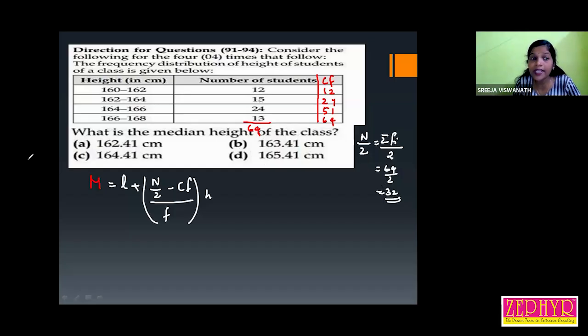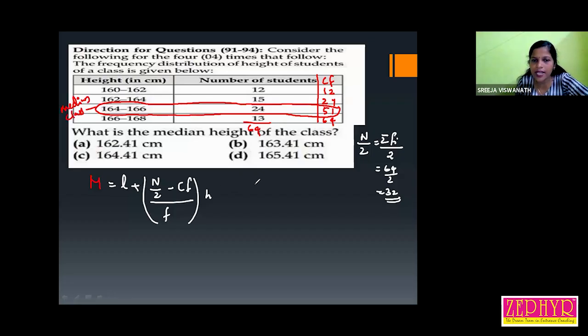Now for finding the median class, look at the cumulative frequency column and check whether the value of N by 2 is there. If there is none, then take the cumulative frequency greater than N by 2, here 51. This class is called the median class. The class whose cumulative frequency is N by 2 or greater than or equal to N by 2 is called the median class.